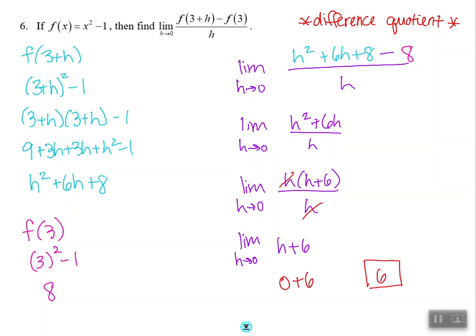We will use the difference quotient more in the future, but for now, you just need to know how to do the algebra to simplify things and evaluate the limit.